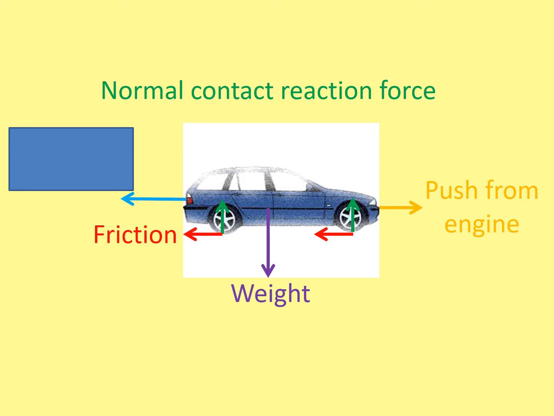Friction acts between the object and the surface, so the wheels and the road. And air resistance acts in the opposite direction to the way that the car is moving, the opposite direction to the driving force.